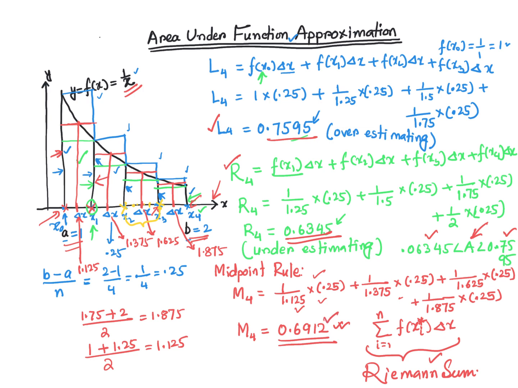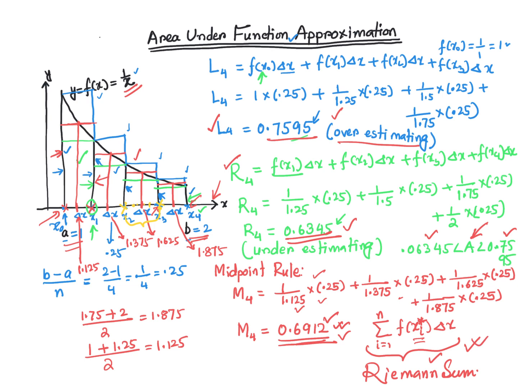The left sum was overestimating the area under this function, whereas the right sum was underestimating the area under the curve, and the midpoint gives you a decent approximation of the area under the function. Then we talked about the Riemann sum, which happens when you take any point. It doesn't have to be left, right, or the middle. It could be any point within that window. Then the sum we get is called the Riemann sum.